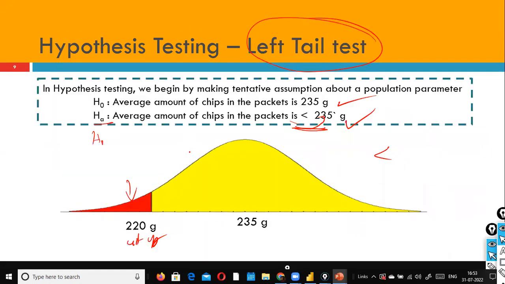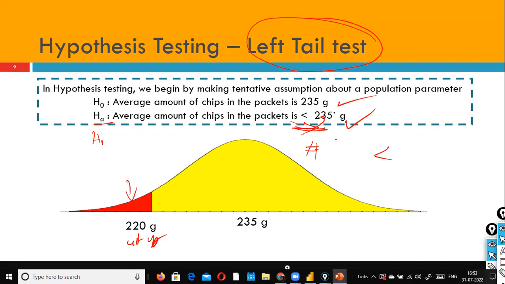In this case, your null hypothesis will be something like: not less than, not greater than, but equal to. The average amount of chips in the packets is 235 grams. If you find not equal to, that means two-tail test. It could be either less than the average quantity or greater than the average quantity. That is what not equal to means. If it is less than, that is a left tail test. Let's say as a customer, you are very particular about less, and you don't care about the excess, right? As a manufacturer, you need to see greater than also.